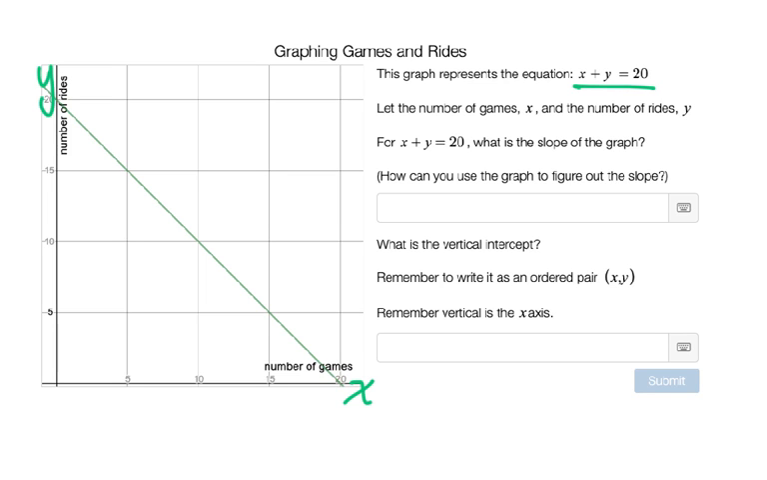All right, so it's asking us to determine the slope of the graph. And then it's saying, how can I use the graph to figure out the slope? So what I'm going to do is note that when I am talking about the slope on the graph, I'm looking for 2 points. I'm going to draw a bunch of points here. All right. So why did I draw those?